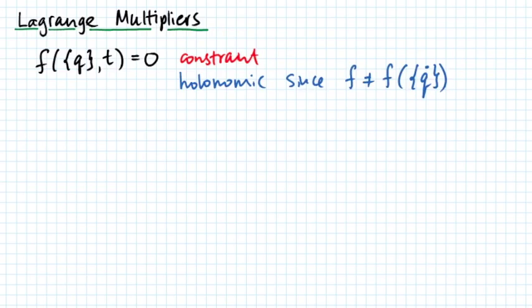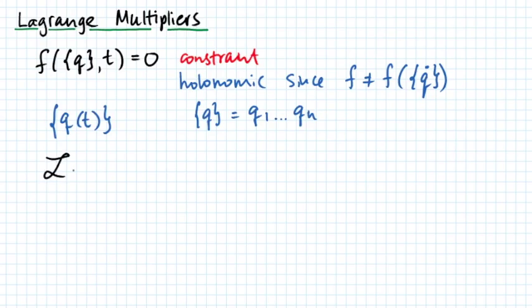Note that the constraint itself cannot change the form of the Lagrangian for the correct solutions of q as a function of time, all of them. Remember that in my notation, a set q means generalized coordinate sub 1 all the way to generalized coordinate sub n. So in other words, the Lagrangian form should still be just kinetic energy minus potential energy. On the other hand, this holonomic constraint must change the generalized coordinates themselves so that they obey this constraint.